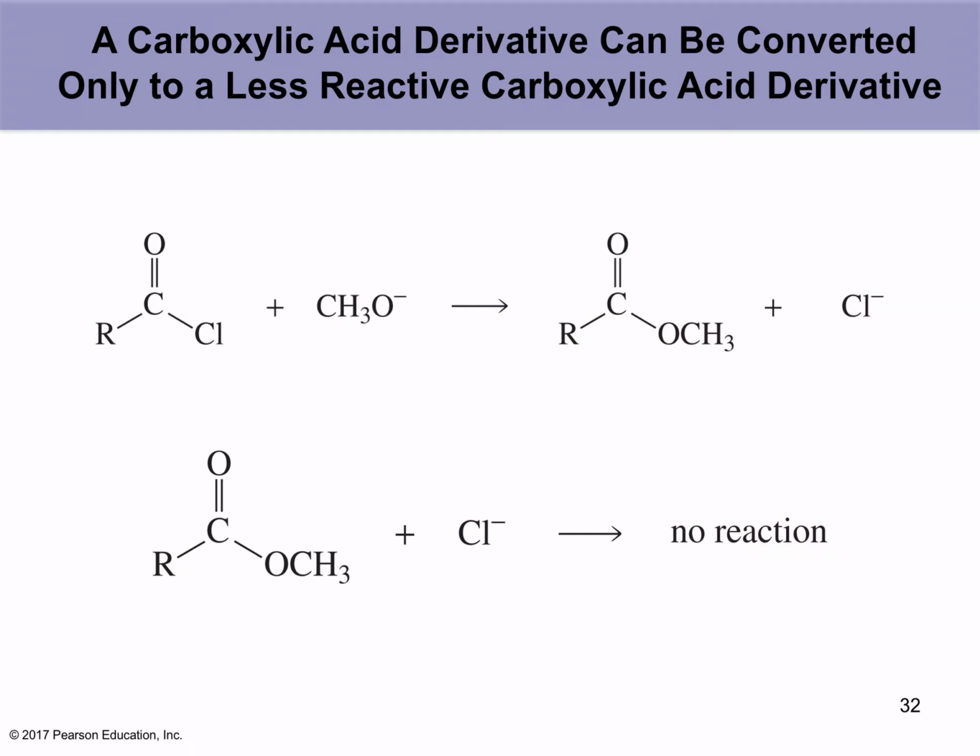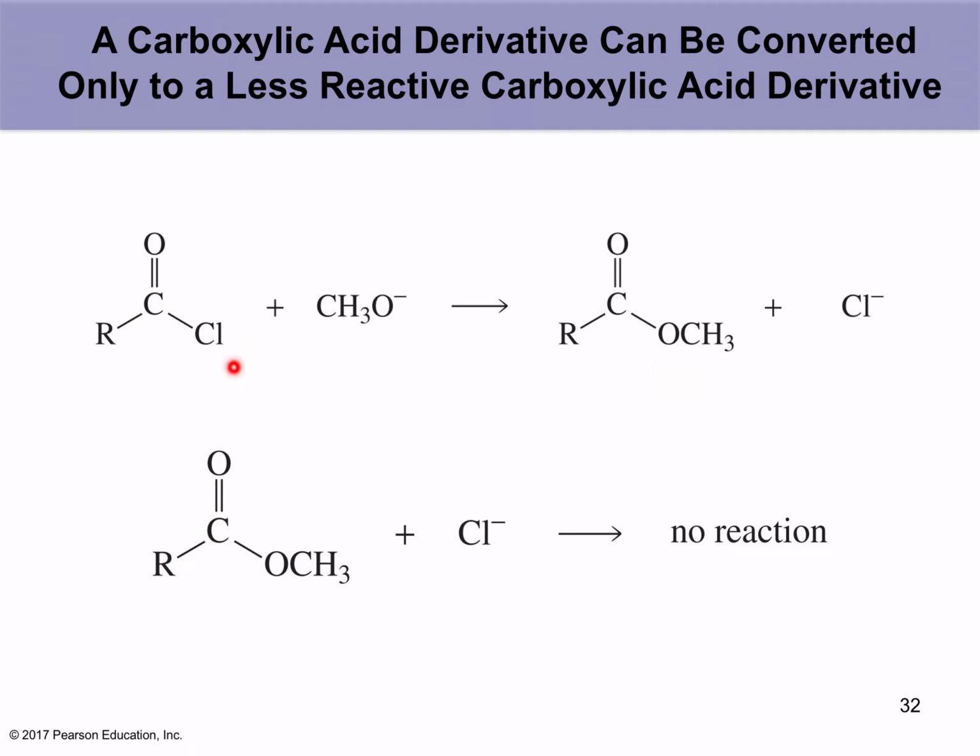A carboxylic acid derivative can be converted only to a less reactive carboxylic acid derivative. Now here we have an acyl chloride. You're going to react it with methoxide. Between the chloride and the methoxide, methoxide is the stronger base and chloride is weak. So methoxide can attack the carbonyl carbon, form the tetrahedral intermediate, reform the carbonyl group and leave chloride, and then you have the ester.